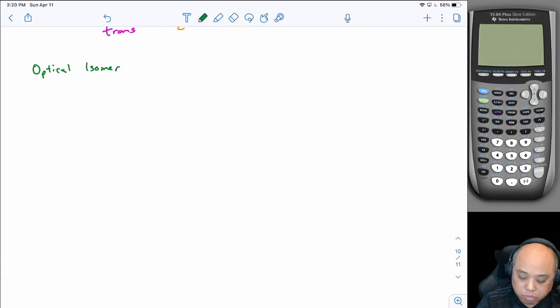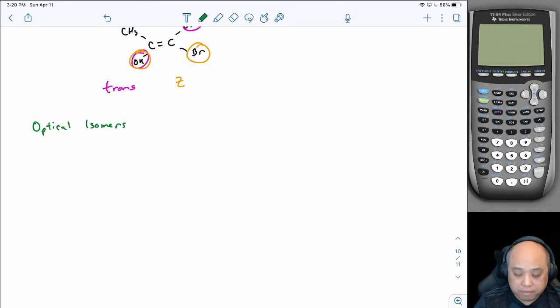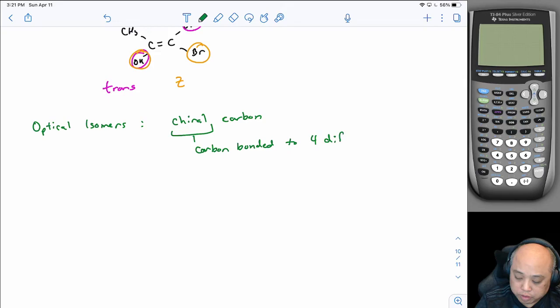Optical isomers, our other type of stereoisomers that we have to focus on here, require a chiral carbon for that to occur. A chiral carbon is a carbon bonded to four different groups. Those different groups can be different lengths of carbon chains as well. It doesn't have to be four completely different elements that are bonded.